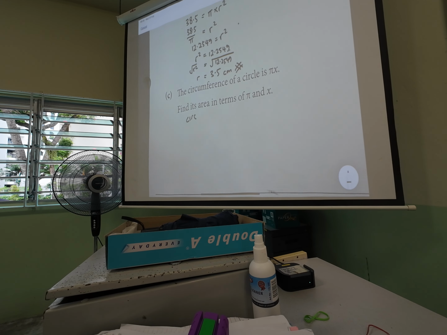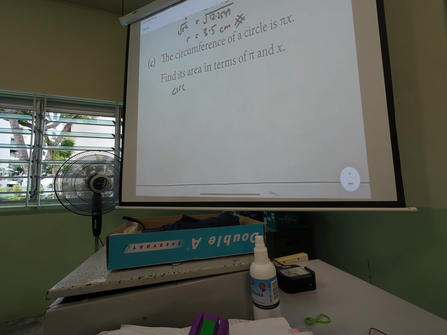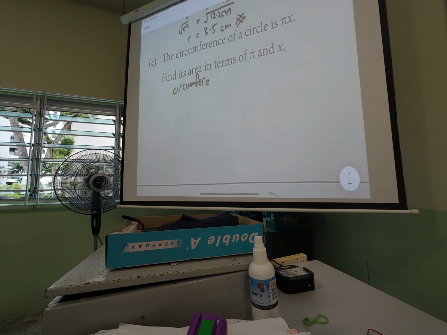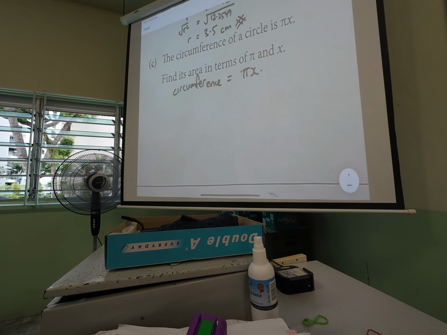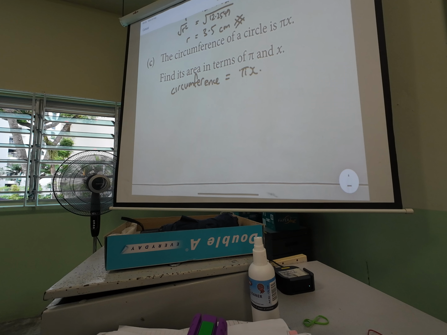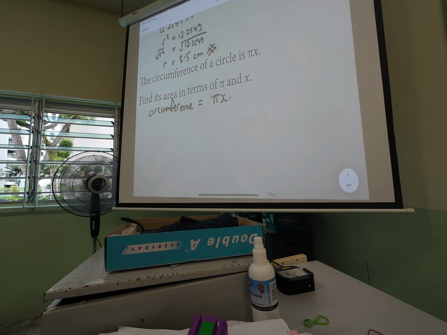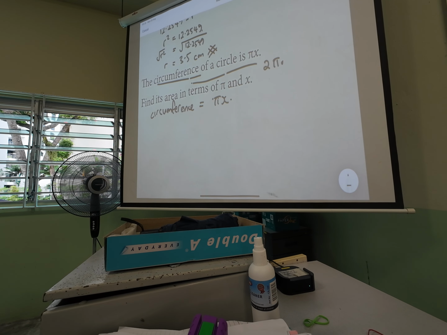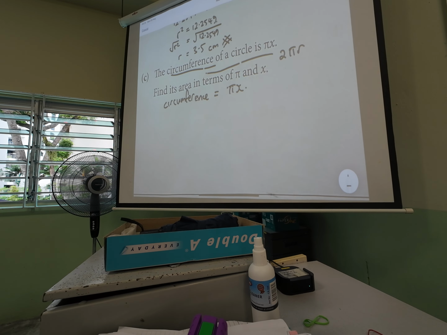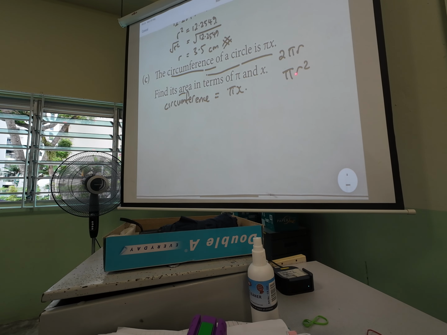I record from now. Just now the two parts, still quite straightforward, right? Okay, the circumference of a circle is pi x. Then we already know that circumference is equal to 2 pi r. Circumference is also equal to 2 pi radius. Why do I want to use this? Because eventually I want to find area. If I want to find the area of a circle, area is pi r squared. I will need to know the radius.